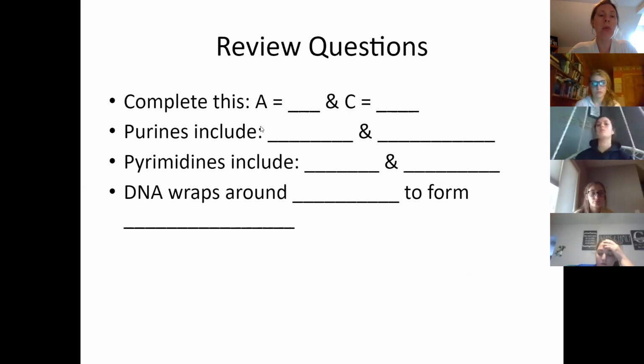One way I remember that is because I use kind of this middle portion of the name. So purine doesn't have a Y, so I'm going to pick the 2 nitrogen bases that don't have Ys, which is adenine and guanine. If you spell them out, they don't have a Y. So that means our pyrimidines are our two bases that do have a Y, so thymine and cytosine. And then DNA wraps around histones, which are proteins, to form a chromosome.